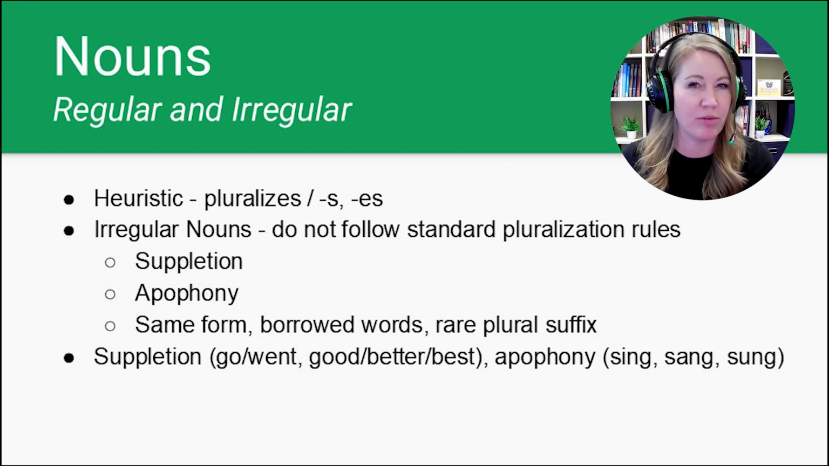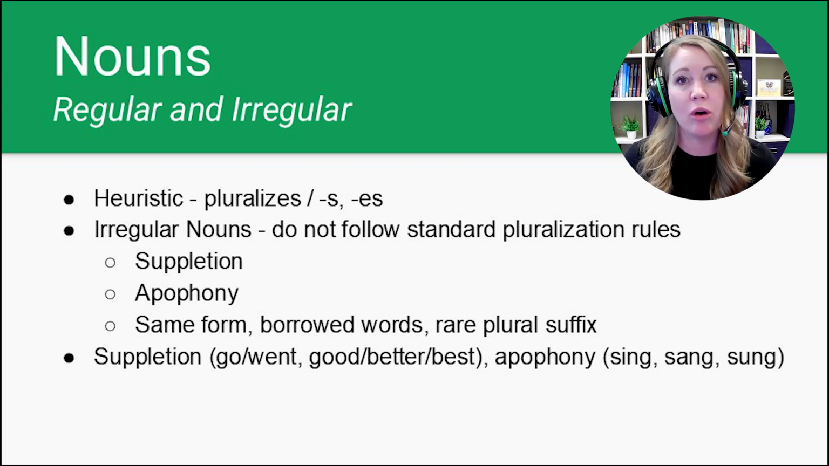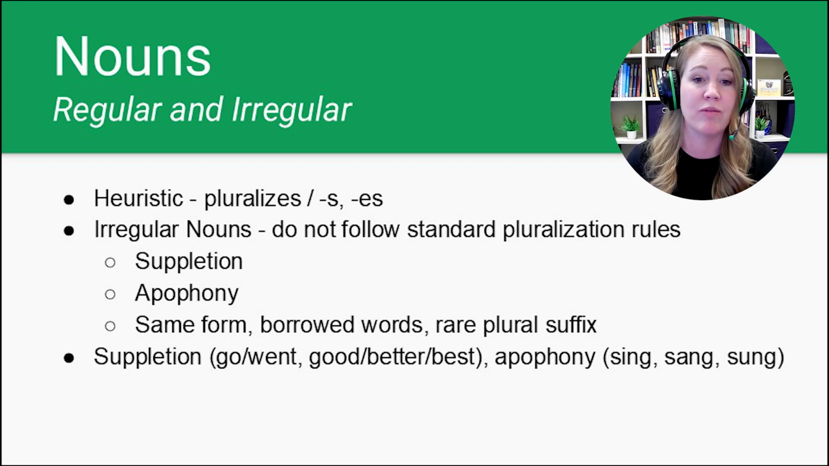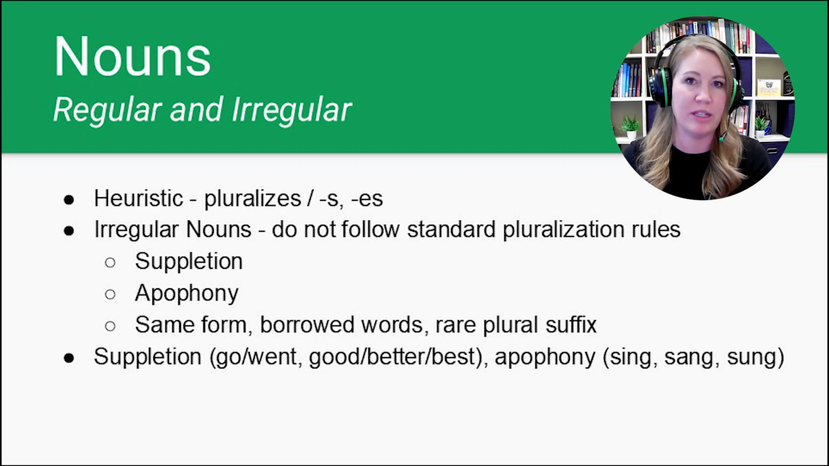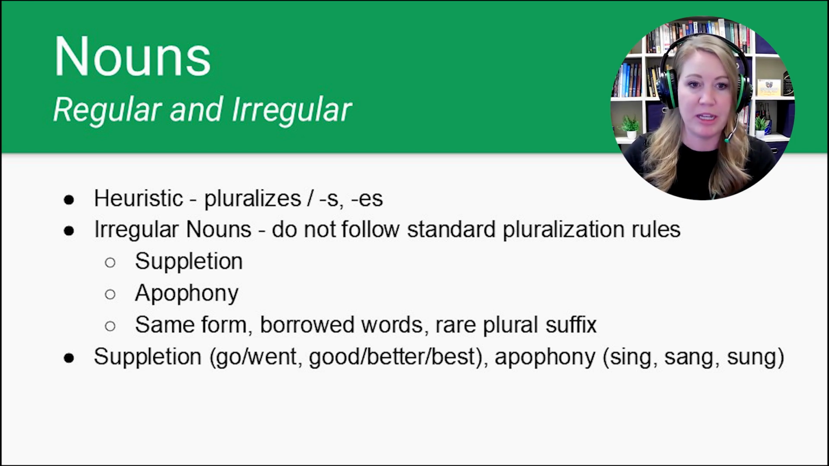While today's focus is nouns, I do want to point out that these grammatical forms are not limited to just irregular nouns. So we see suppletion with verbs like go and went, and in adjectives like good, better, and best. We see apophony with verbs like sing, sang, and sung. So the lens through which we reviewed these different grammatical structures of irregular nouns can be applied to other parts of speech.